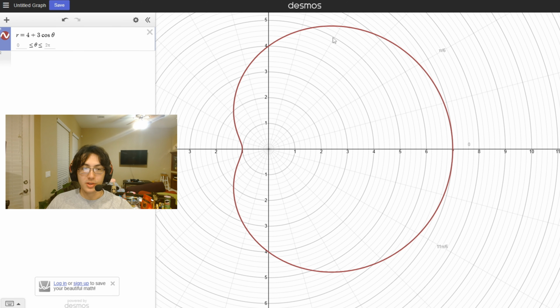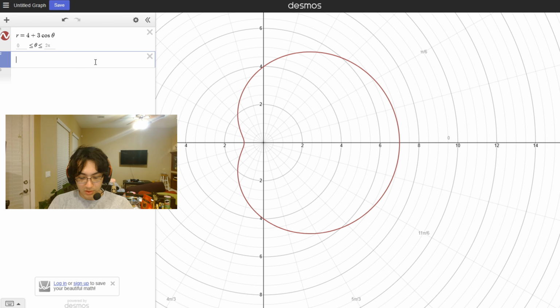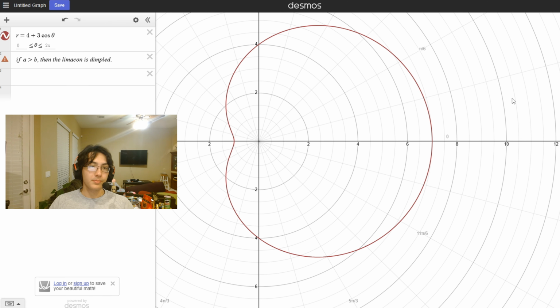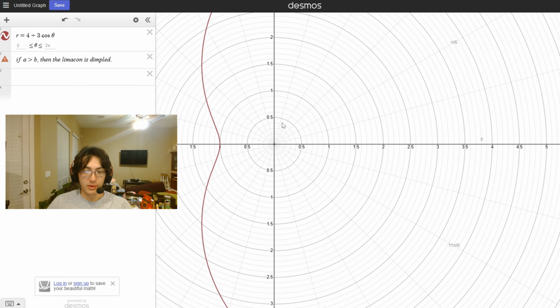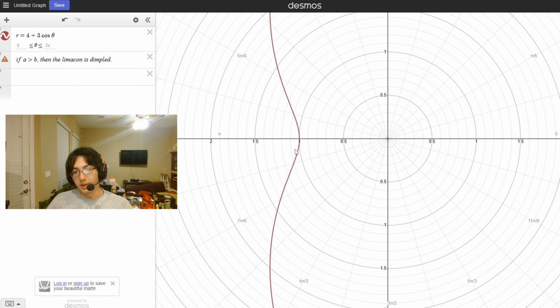Here we got the dimple graph, and if you notice, it's similar to a cardioid, except it doesn't actually touch at 0. So what's happening here is the A value is actually bigger than the B value. So if A is greater than B, then the limacon is dimpled. If you notice in our dimpled limacon, rather than converging at 0, it'll converge at a different point. In this case, for the equation that I've set up, it's going to converge at -1.